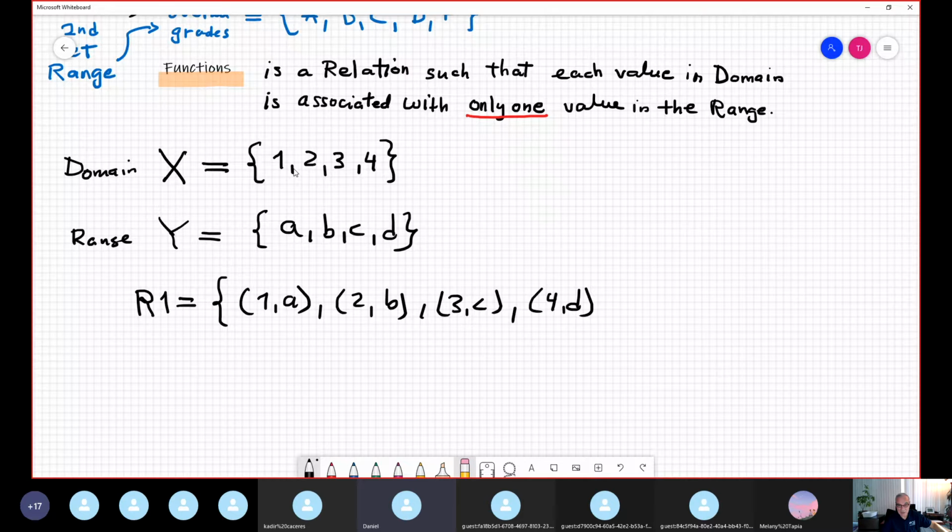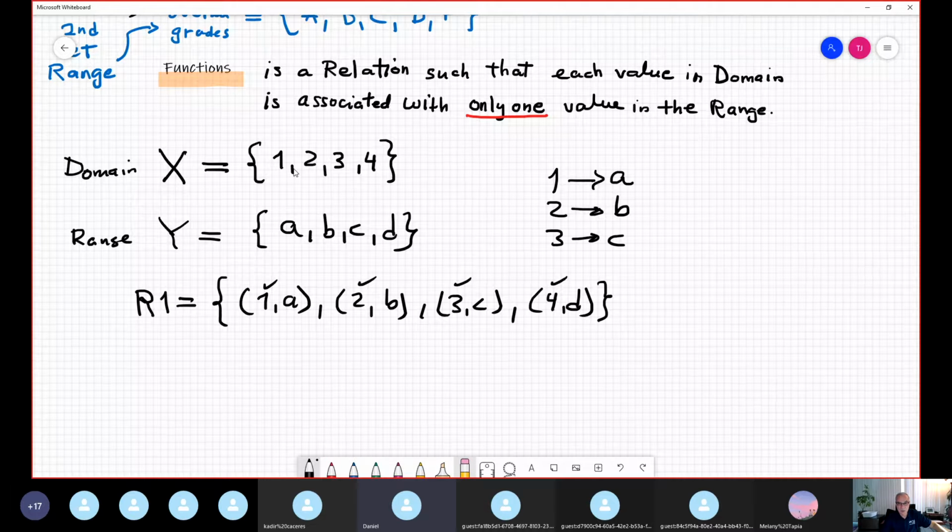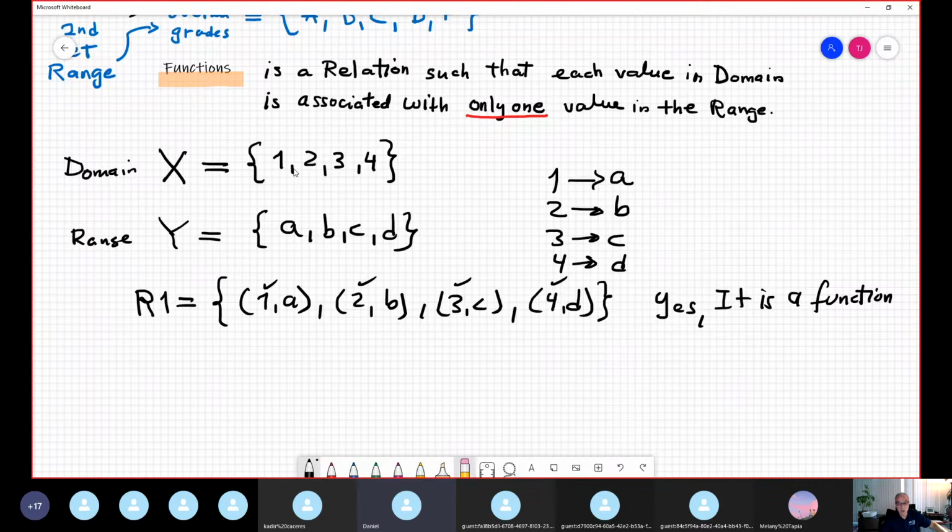And so I come back to the definition, and the definition says each value in the domain, this, and this, is associated with only one. So 1 is associated with A, 2 with B, 3 with C, and 4 with D. It's obvious, yes. It satisfies the definition perfectly. So the answer is yes. This relation, professor, is a function, because it satisfies the definition perfectly.